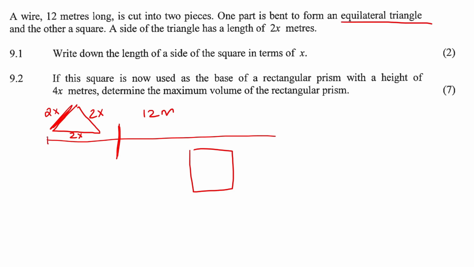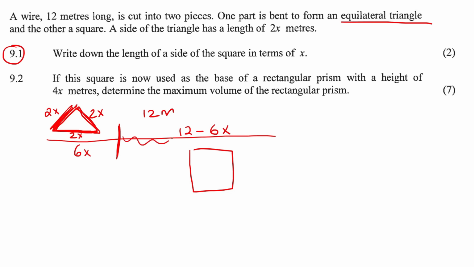That would then mean that this whole length would have to be 6x, because this whole piece of wire, they took it and they bent it to make this. Okay, and 2x plus 2x plus 2x is 6x. So if this whole length is 12 and this length is 6x, then this would have to be 12 take away 6x. Now, the first question says, write down the length of the sides of the square.